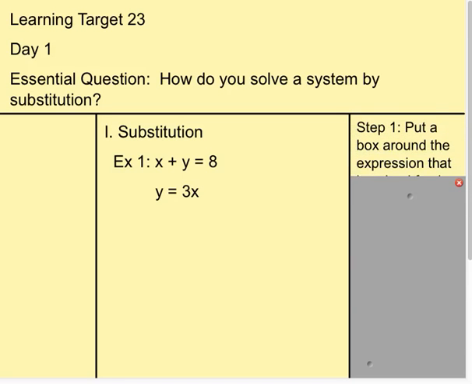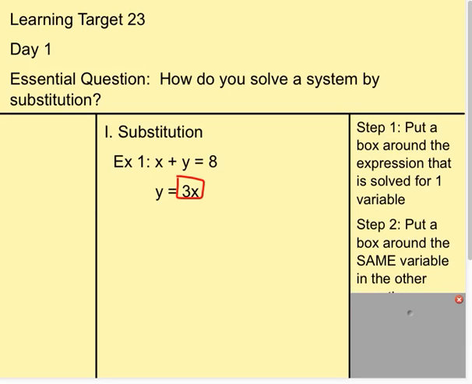So we start by putting a box around the expression that's solved for one variable. When we look at our first equation, we've got x plus y equals 8. Well, that's not solved for either variable. Our second equation, we have y equals 3x. So our second equation is solved for y. So we're going to put a box around the value that y is equal to.